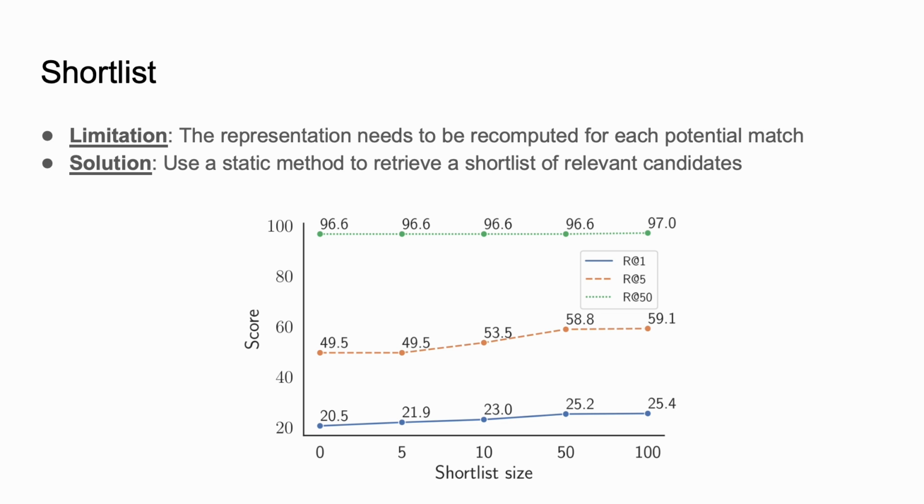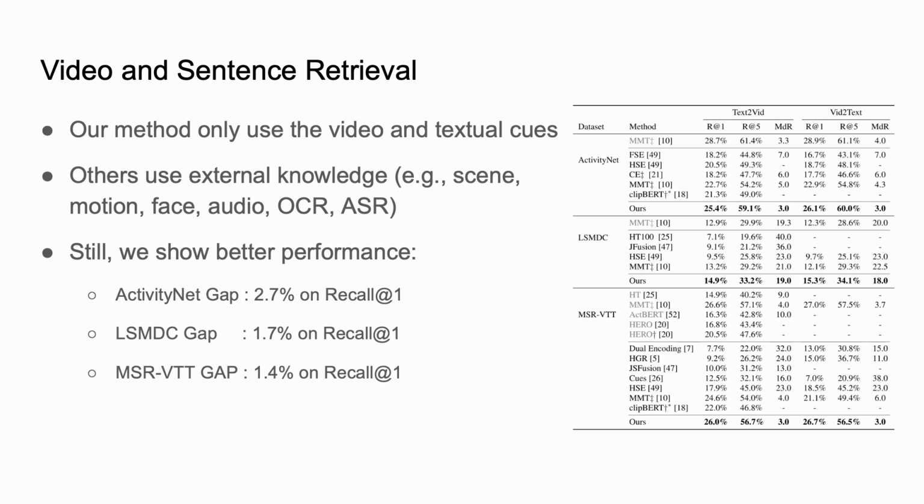One limitation of our approach is that it requires recomputing the representations for each candidate match, which increases the time complexity. To solve this problem, we use a static approach to calculate a short list of a fixed size, and later apply our model over the new list. As can be seen in the graph, we report the retrieval performance for each short list size.